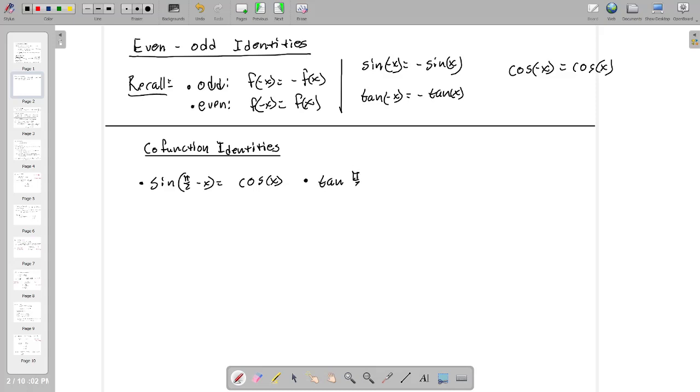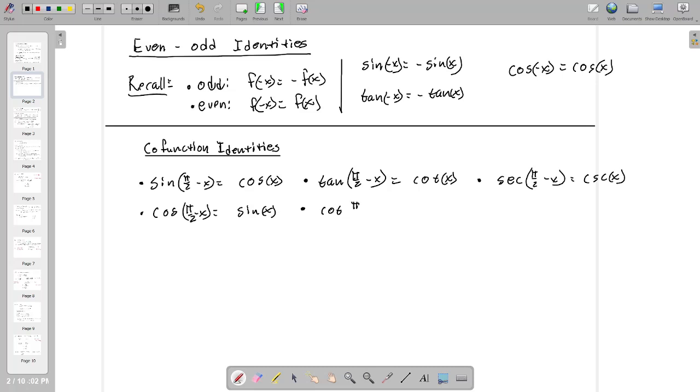Tangent of pi over 2 minus x is equal to cotangent of x. And secant of pi over 2 minus x is equal to cosecant of x. Similarly, cosine of pi over 2 minus x is equal to sine of x. Cotangent of pi over 2 minus x is equal to tangent of x. And cosecant of pi over 2 minus x is equal to secant of x.